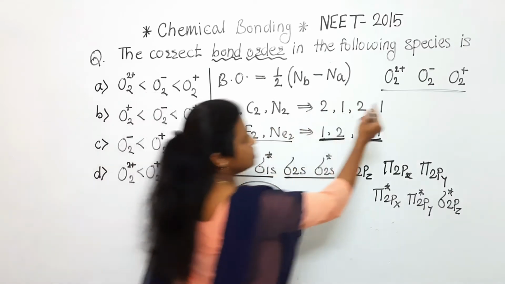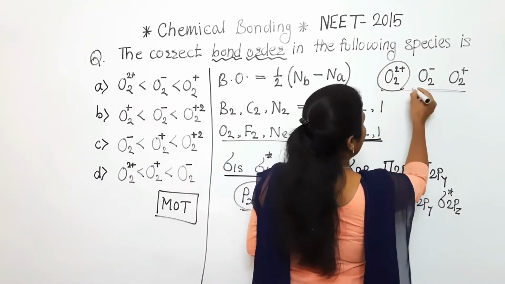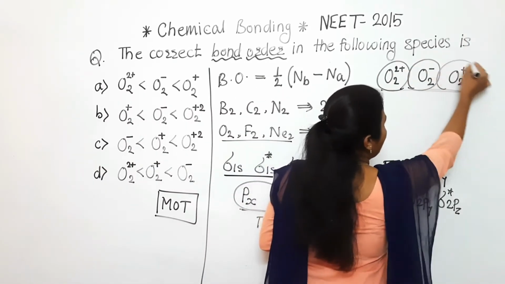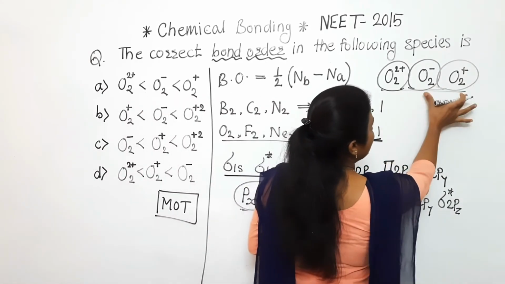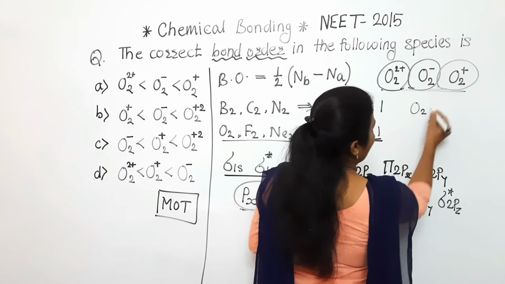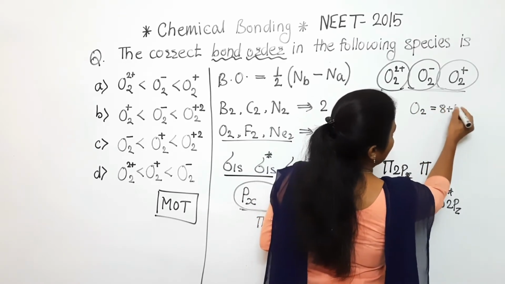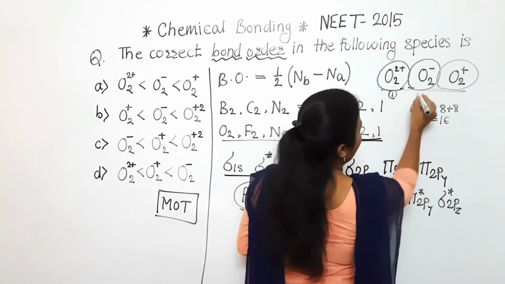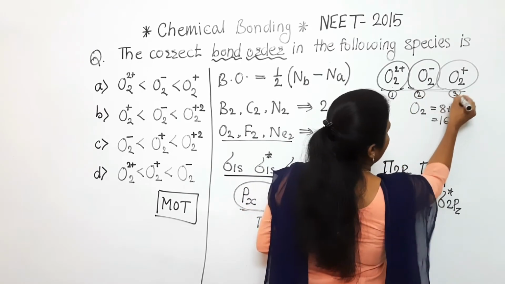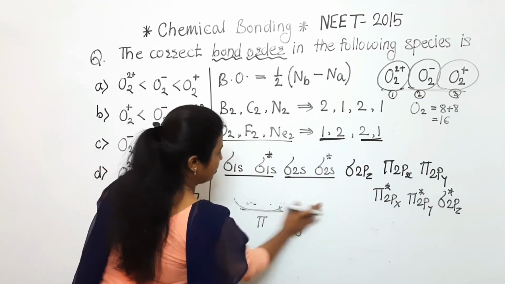Now firstly we should know how many electrons we have to add in that electronic configuration. Here if we consider, in each one O2 is there. O2 means 8 plus 8. How many are there? 16. See, for this one we will write first, second and third. We will discuss here together.